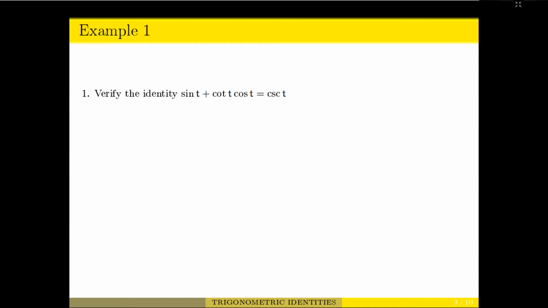In this problem, we can see that sine t plus cotangent t cosine t is more complicated compared to the other side of the equation. So we will try to simplify that side of the equation. We can apply the quotient identity to cotangent t, so we can write it as cosine t over sine t, or the quotient of cosine and sine.